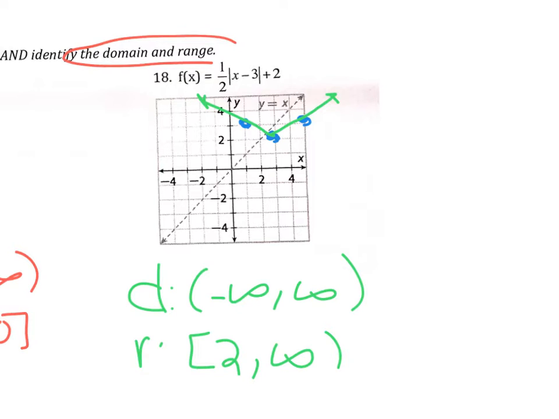Domain: left and right forever every time on these. The range, remember, goes down to up. It starts at 2, goes up forever. There's your range.